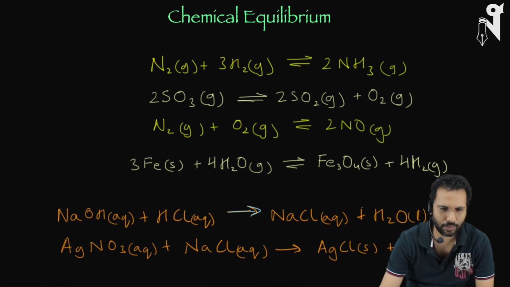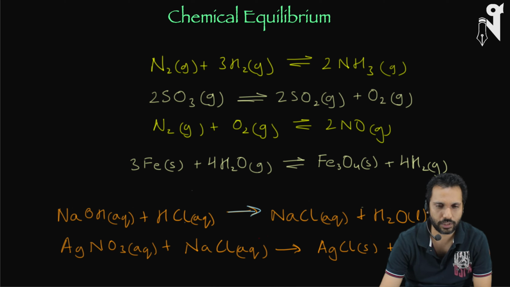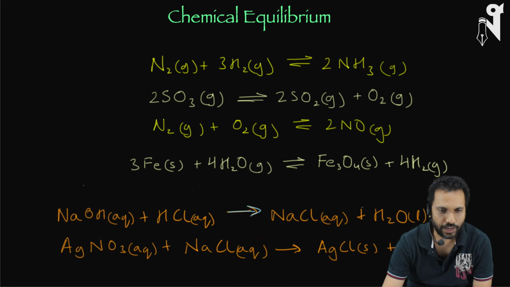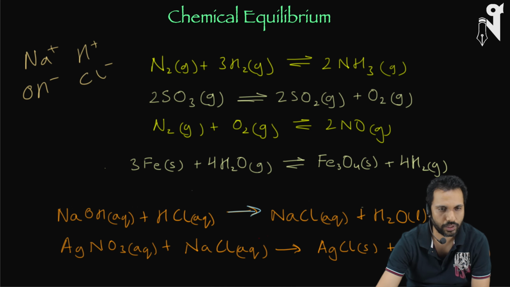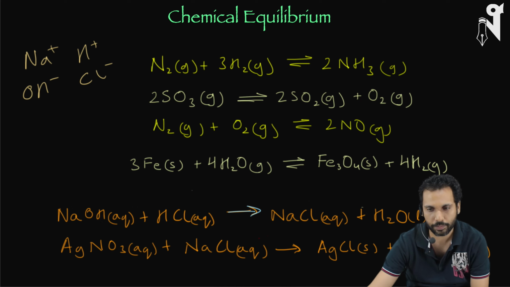I'll give you a slight idea because this is what we are going to study in great depth later on. NaOH aqueous, what does it mean? It means you have Na plus, you have OH minus. HCl aqueous means you have H plus, you have Cl minus. And when they are put in the same solution, what do you imagine would happen?